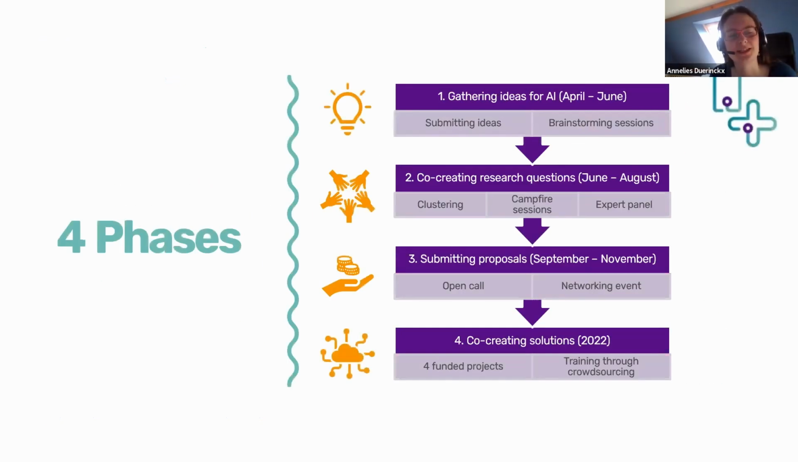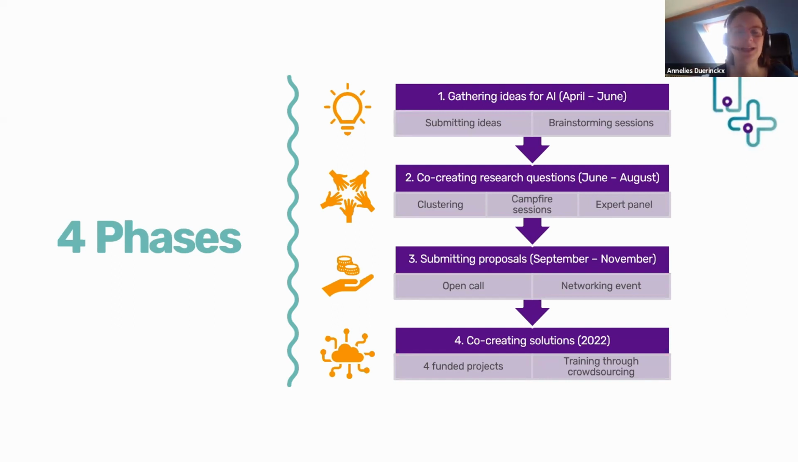The project contains 4 phases. In the first phase, which ended mid-June, we gathered ideas for AI, issues that people are concerned with within our 4 themes that AI might be a solution to. We also did some brainstorm sessions for people who prefer to think together with others. We had a platform to which they could submit ideas. Then in the second phase, which is running now, we are transforming all these quite broad ideas into real new research questions. We clustered the ideas.